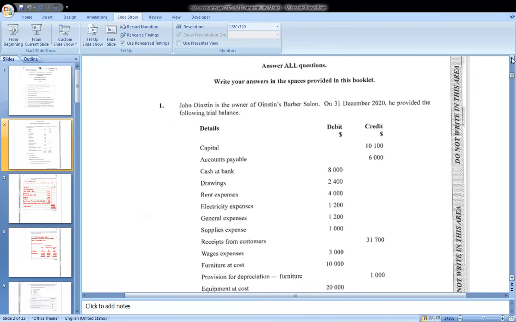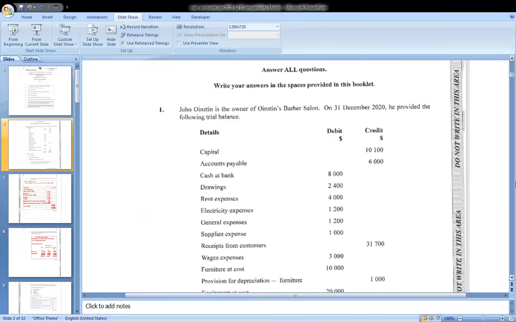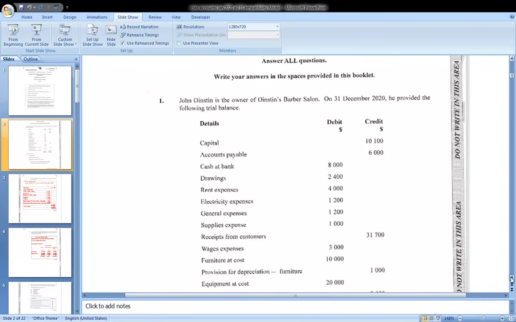Question 1 says, John Oyston is the owner of Oyston's Barber Salon. On 31st of December 2020, he provided the following trial balance. So we have our details here: capital 10,100, accounts payable 6,000, and we know that's credit.